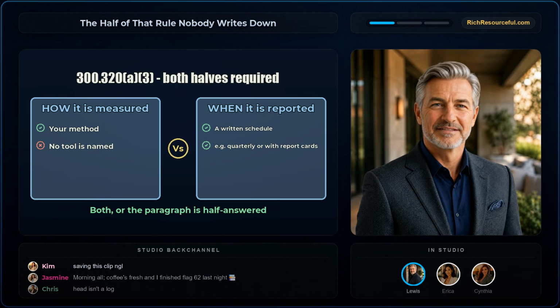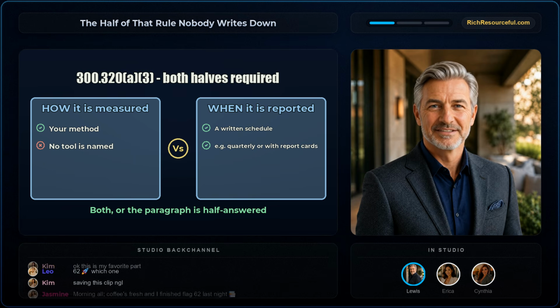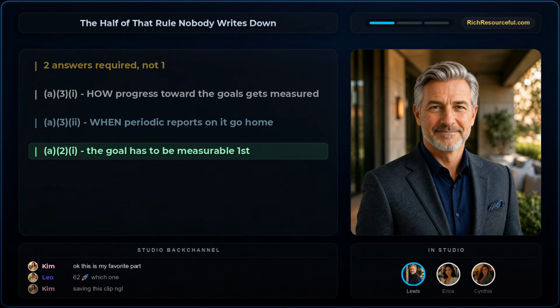Measurable comes first though. Paragraph A2I asks for measurable annual goals, academic and functional. Take that word seriously and everything downstream gets easier, because a goal that says the student will improve behavior can't be measured by anything. The how question in A3 then has nothing to attach itself to. So you end up inventing a measurement in June for a goal that never had a unit in September, and that isn't progress monitoring. It's archaeology, done badly and under time pressure by people who genuinely care.